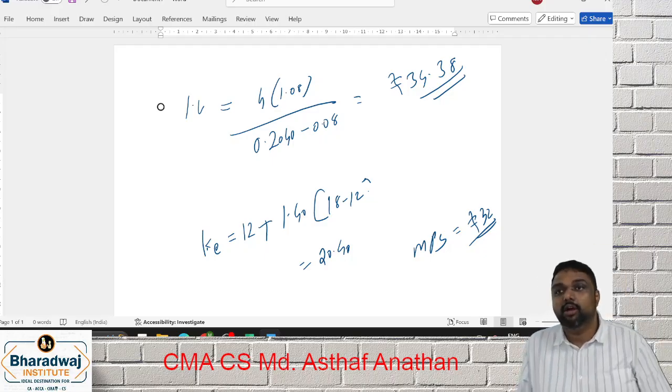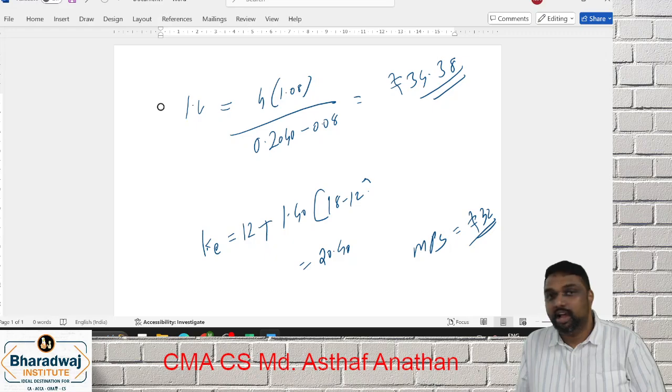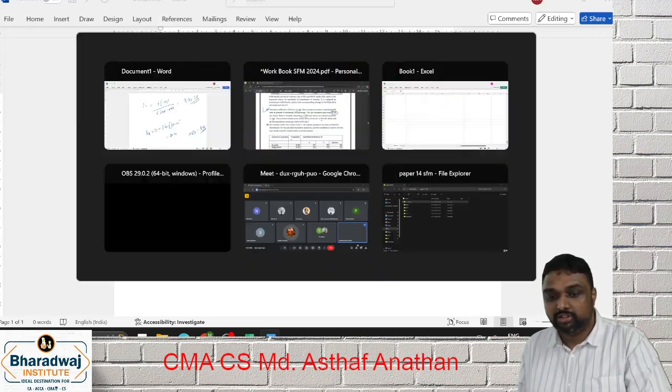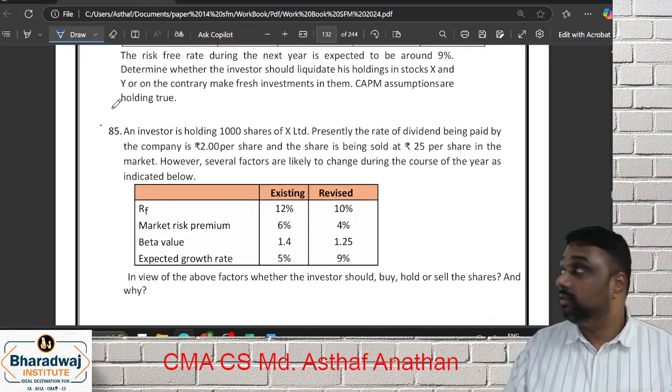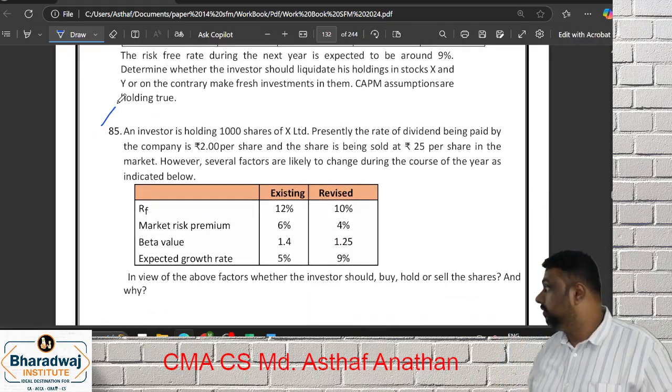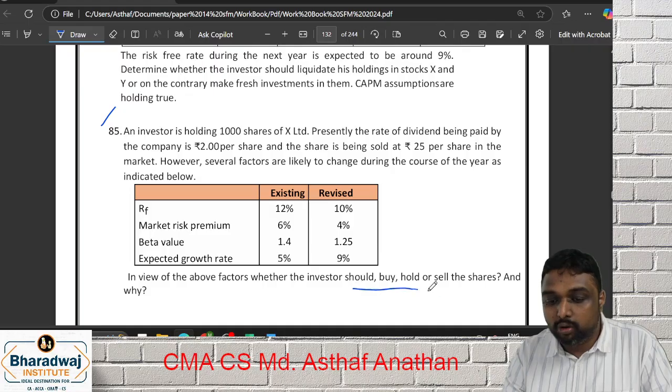If it is undervalued, what will you do? You will buy. Are you clear, friends? So this is how the method works on the basis of shares. See, question number 85 is also on the basis of shares only. In question number 85 also, they are asking buy, hold or sell.